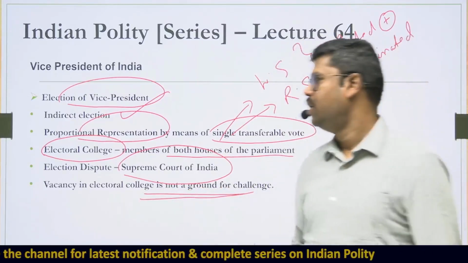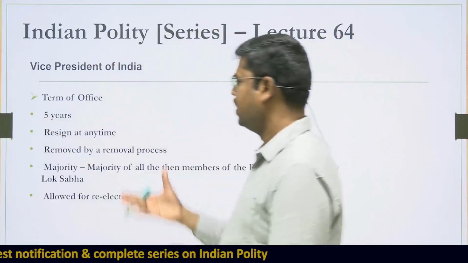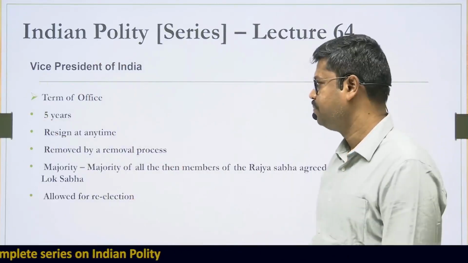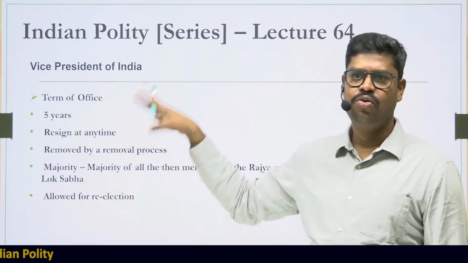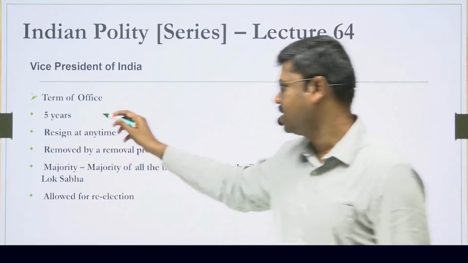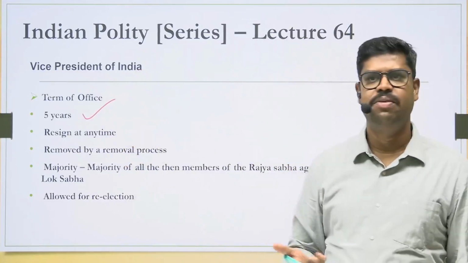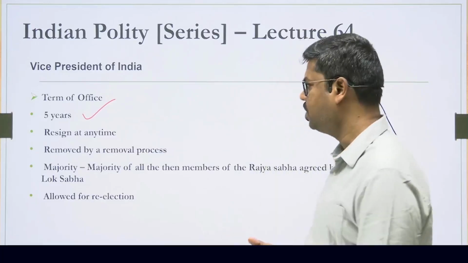All right. So with that, we'll move to the next part. We'll try to understand some other constitutional dimensions when it comes to the vice president. So what is the term of office? Normally, the tenure of the office of the vice president is 5 years. Is he eligible for re-election? Yes, he is eligible for re-election. So there is no restriction with regard to re-election of the vice president.